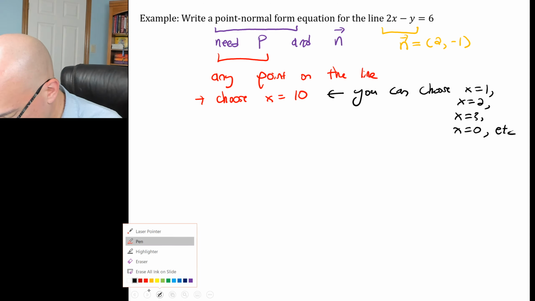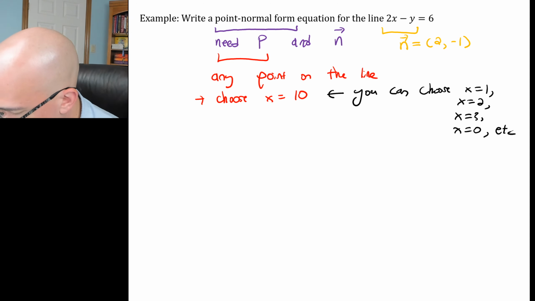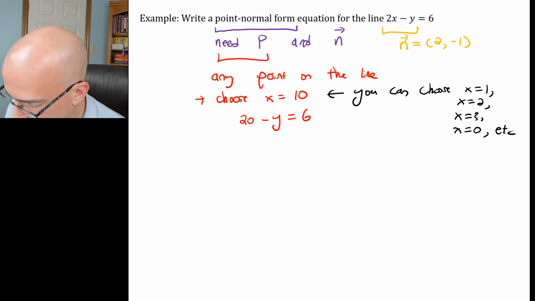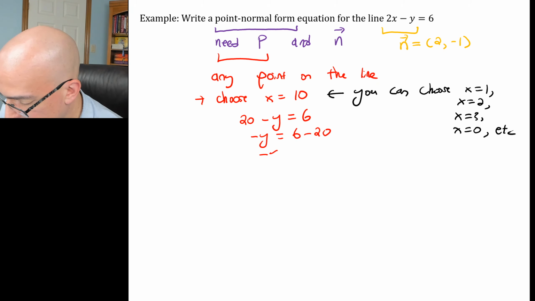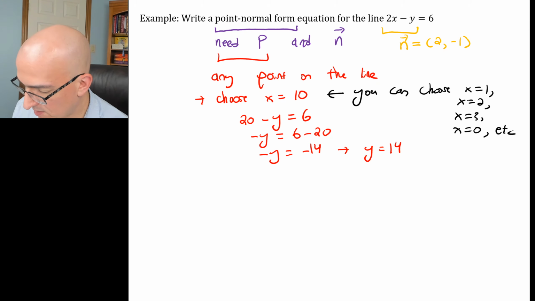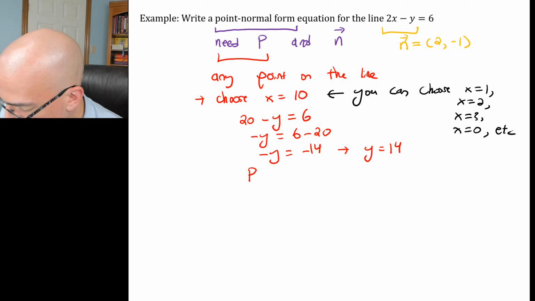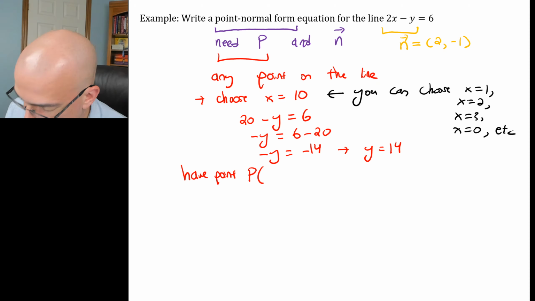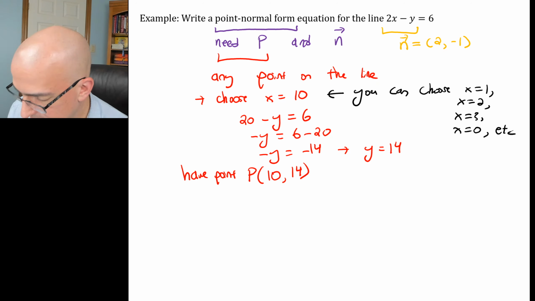So 20 minus y is equal to 6. Minus y is equal to 6 minus 20, subtracting 20 from both sides. So minus y is equal to minus 14. And that means y is equal to 14. So we have point p, which is (10, 14).